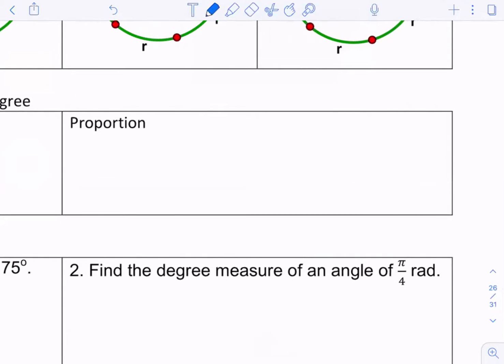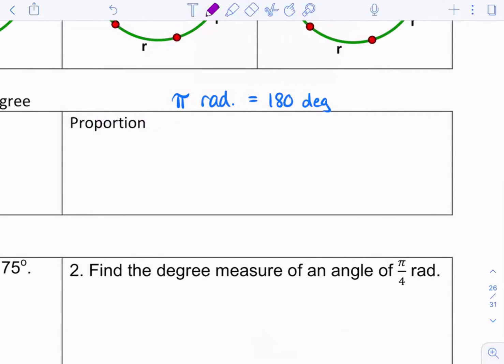So pi is equal to 180 degrees. So 1 pi is 180 degrees. So pi radians is equal to 180 degrees. So that's important when I set up this proportion. This is what you want to write down.